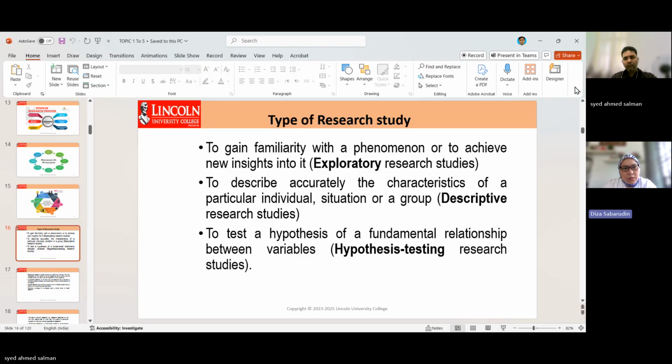Successful marketing research involves a systematic process to gather, analyze, and interpret data to support decision making. Number one is define the problem and research objective. This is the foundation of any marketing research. Clearly identify what you want to learn. Is it to understand customer satisfaction, explore a new market, or assess brand perception? Setting SMART objectives, specific, measurable, achievable, relevant, and time-bound, ensures clarity and direction.